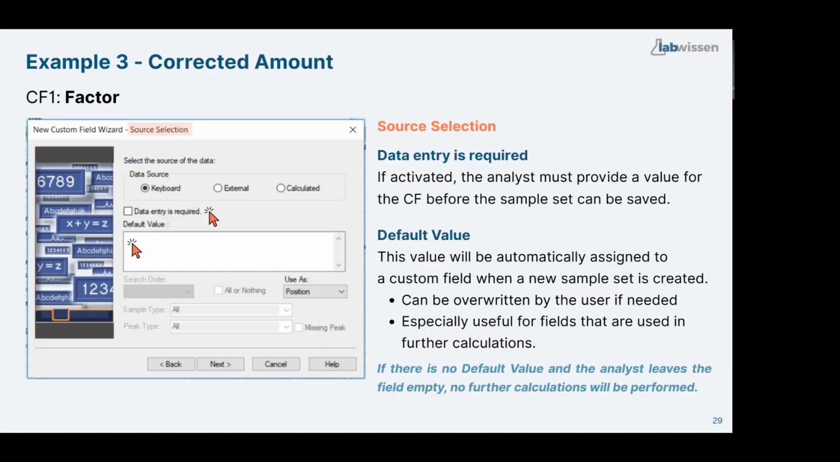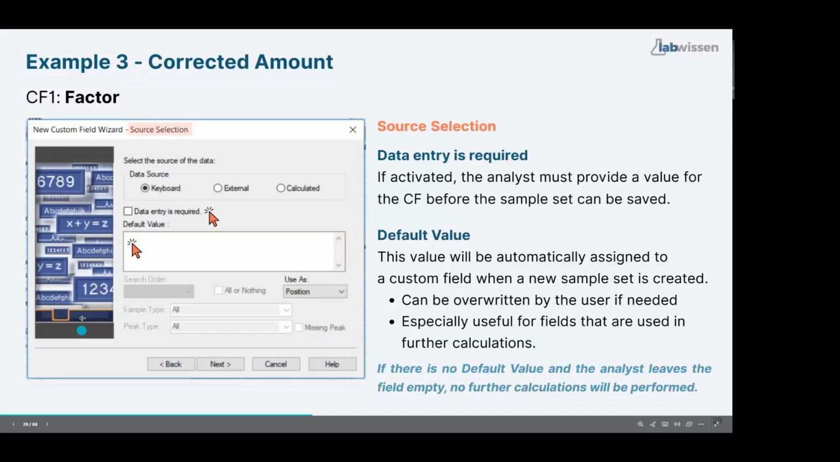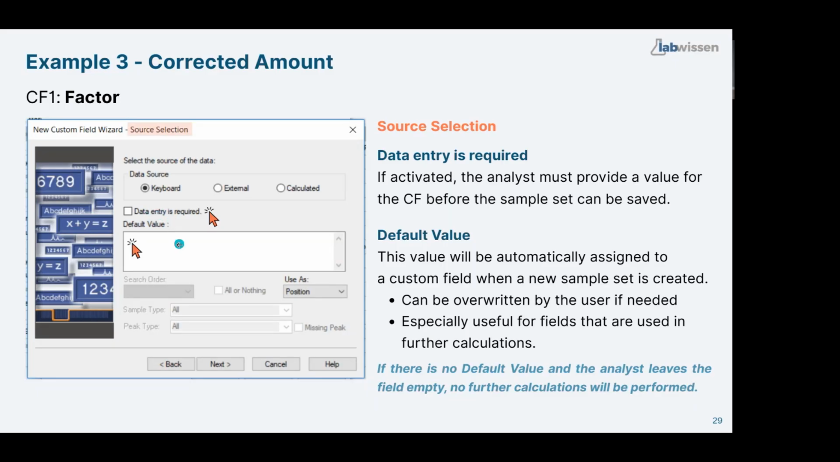So the question is, do you need it or don't you need it? For example, in our case, corrected amount. If we leave everything here as it is, not activating data entry required and default value, then when we don't enter any factor, our corrected amount won't be calculated. But when we always want corrected amount to be calculated, and for example, in some cases we enter a factor, but in some cases we can say corrected amount equals amount and factor is just 1, then we can set default value 1. So it depends on your requirements, what you need. But I hope it's clear what exactly these two settings mean.